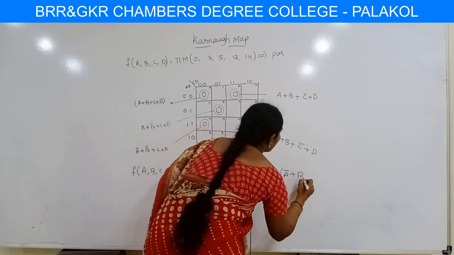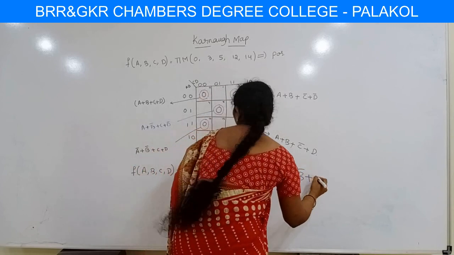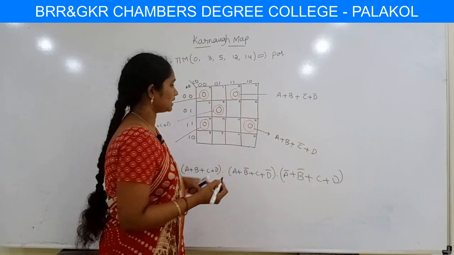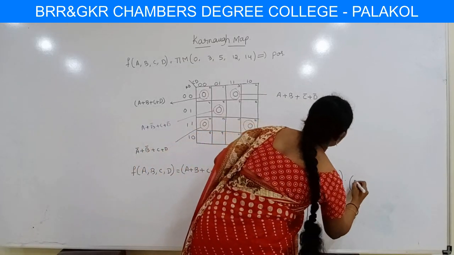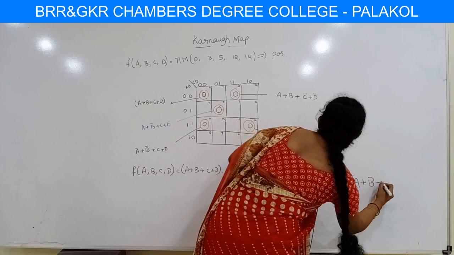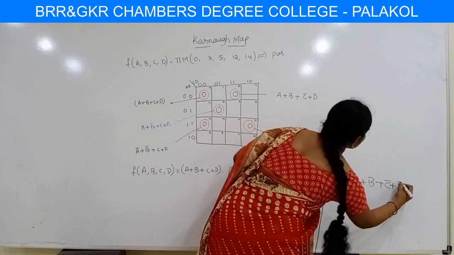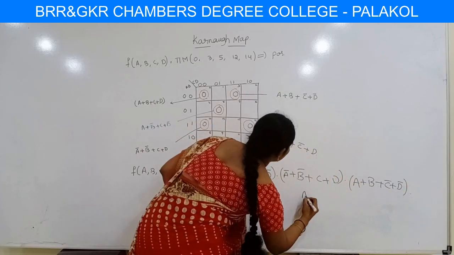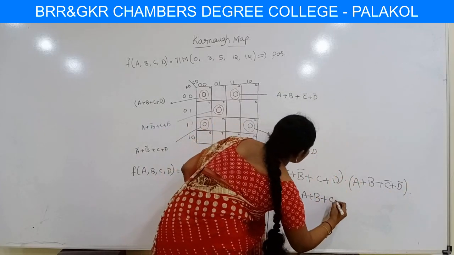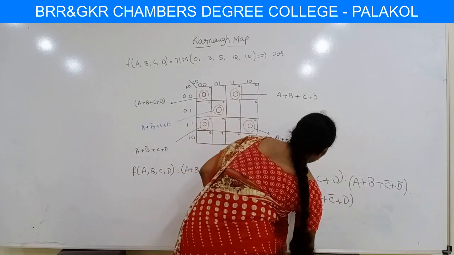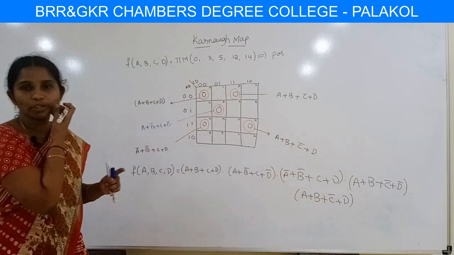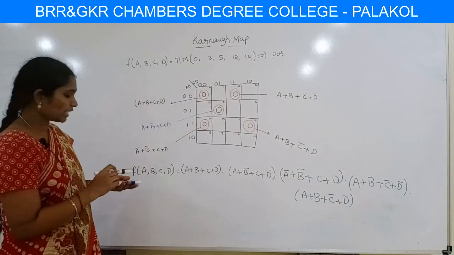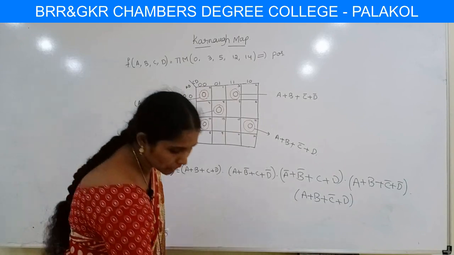and the next one is (a + b bar + c + d). Okay, so next one is dot (a + b + c bar + d bar), and the last one is (a + b + c bar + d). Okay, so likewise you have to represent in the POS form. Next we will move to the don't care conditions.